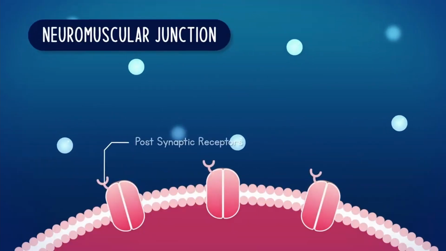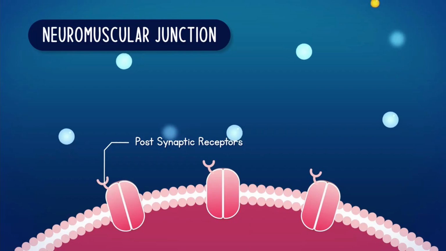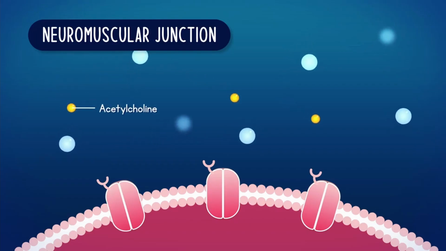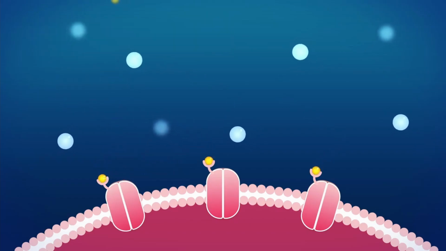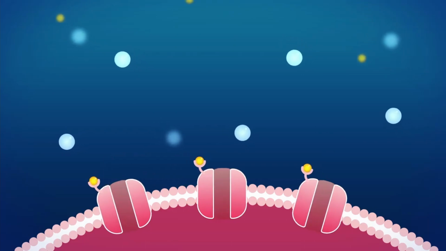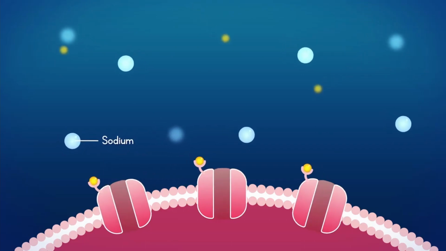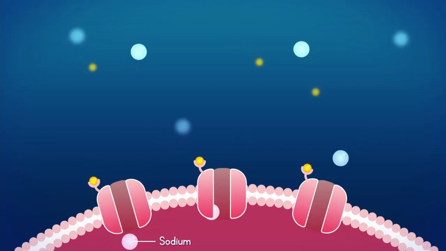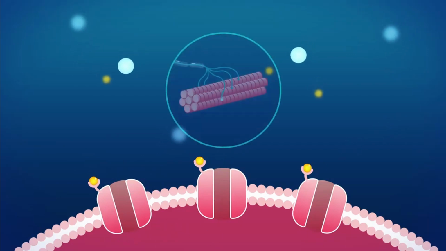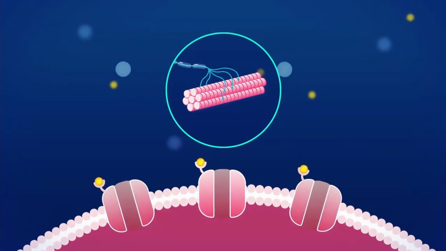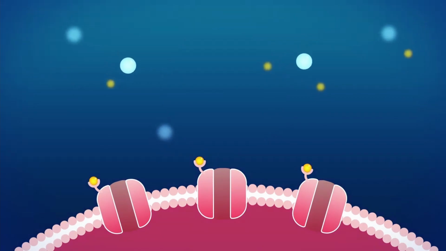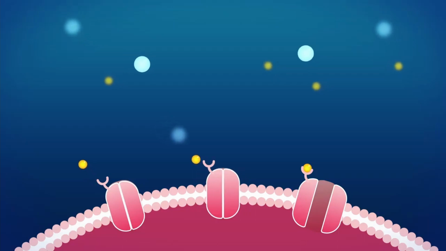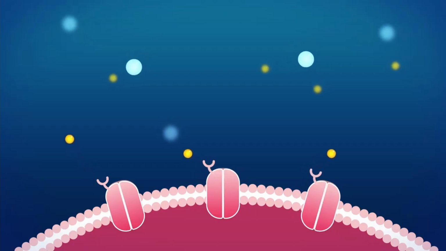Once in the junction, the acetylcholine will now bind to the postsynaptic receptors along the muscle fiber. This will cause the sodium channels to open. The open channels will cause an influx of sodium ions into the muscle fiber. This will generate a muscle action potential, causing the muscle to contract. Once the contraction is complete, the acetylcholine will unbind from the postsynaptic receptors and move back into the neuromuscular junction.